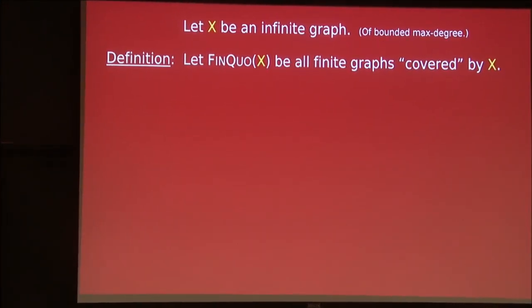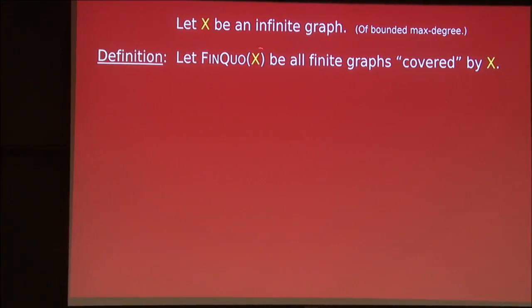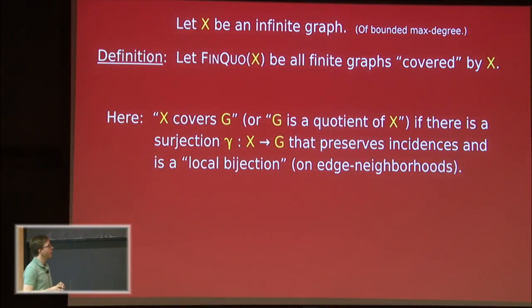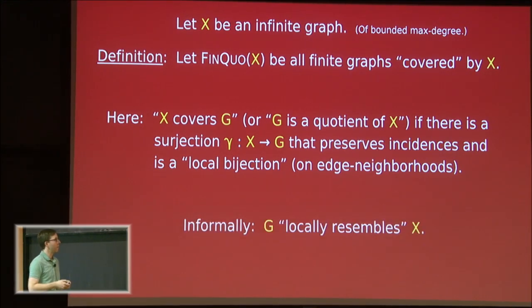So let's fix an infinite graph X, and let the set of finite quotients of X be all the finite graphs that are, quote unquote, covered by X. That means X, an infinite graph, covers a finite graph G, or G is a quotient of X. I won't formally define it, but basically it means there's a graph homomorphism from the big graph X into the smaller graph G, a surjection. And that's also a local bijection, so it preserves the neighborhood structure of all the vertices. Informally, I'm just going to say that G locally resembles X. G is always going to be the small graph, and X is going to be the infinite graph.